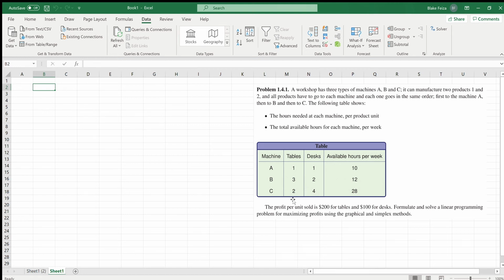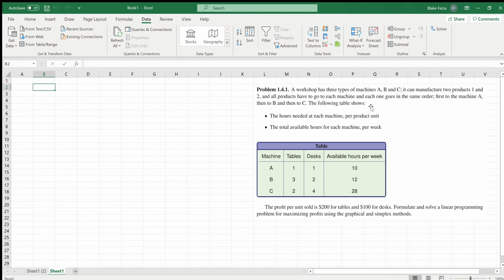Alright, so today we're going to be talking about how to set up an LP problem in Excel and use Solver to solve it. So I went and grabbed a problem from one of our worksheets. It goes, a workshop has three types of machines, A, B, and C. It can manufacture two products, 1 and 2.